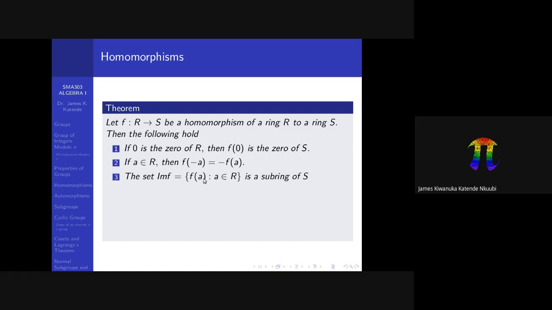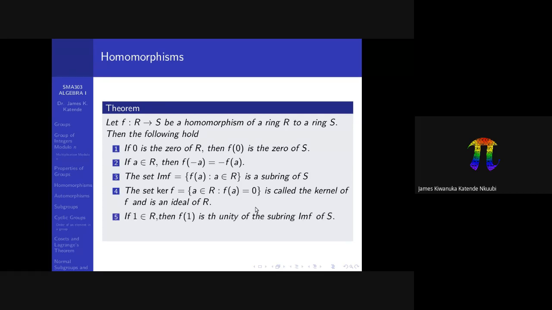So the image of the homomorphism is also a subring of S. This is where you'll use the theorem that helps you to check if a subset is a subring to prove this. And then the kernel is the set of all elements in R which are mapped onto the 0 in S. And this is called the kernel of F. It turns out that this kernel is actually an ideal of R. So again, you will get the proof for all these in the handwritten notes I shared, the full proof.